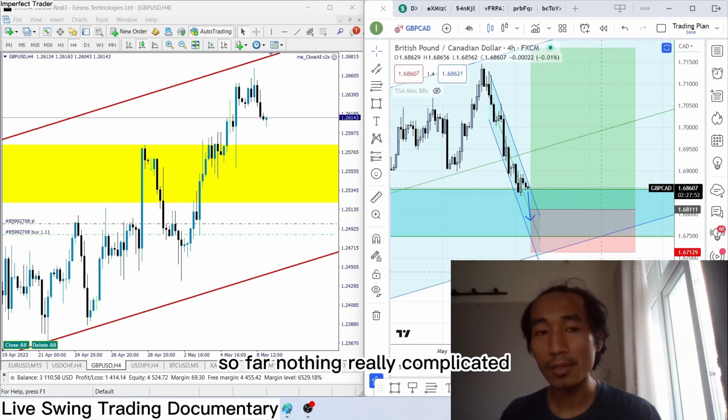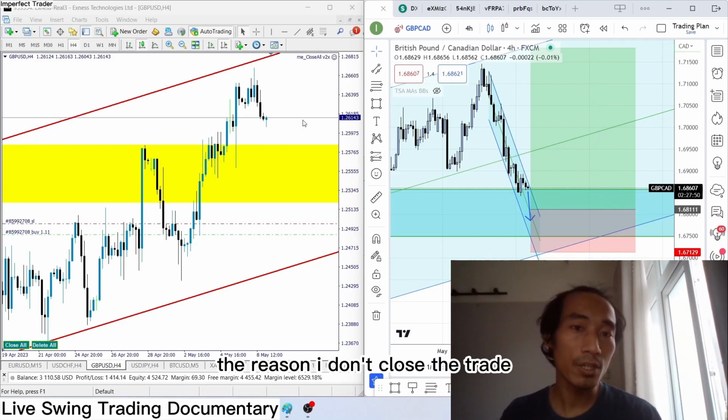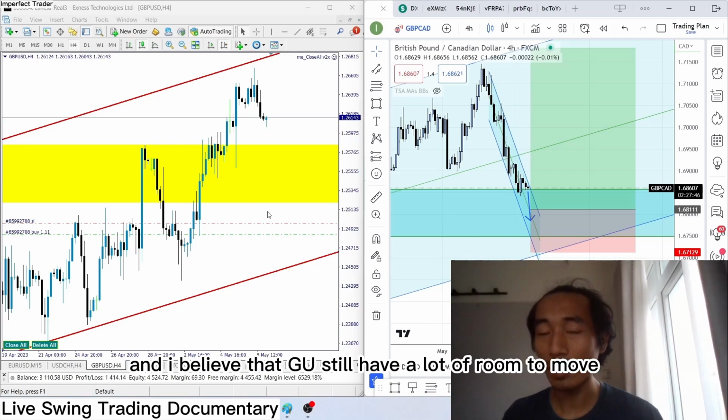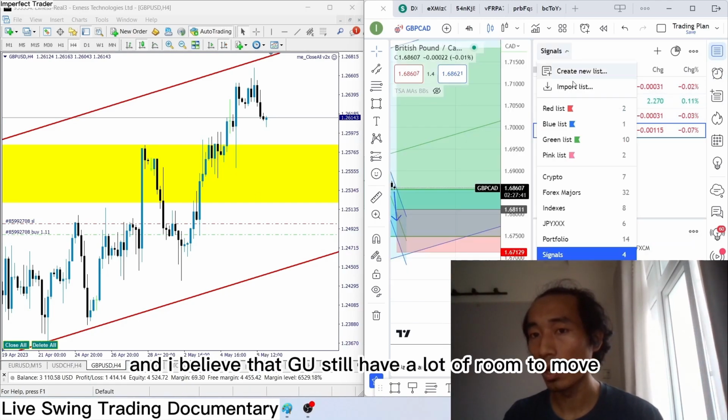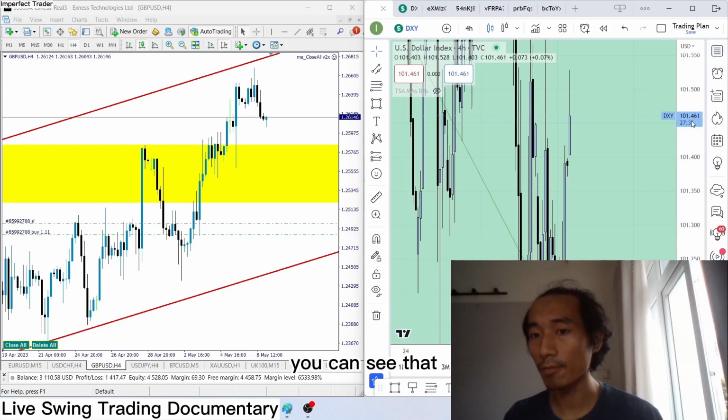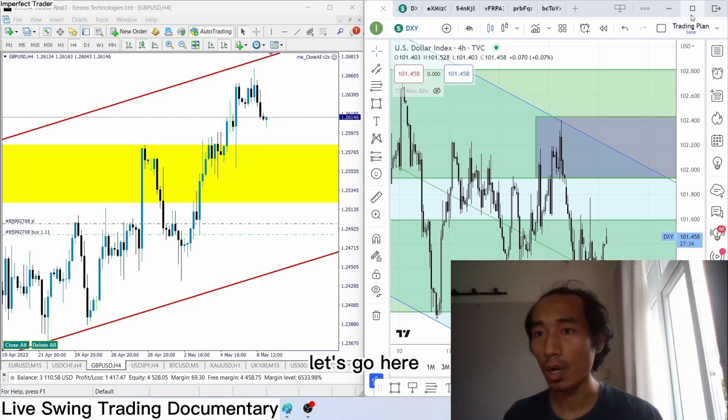So far nothing really complicated. The reason I don't close this trade is because I believe that my stop loss is far enough, and I believe that GU still has a lot of room to move. Let me show you the index on the XY. You can see that. Let's go here.